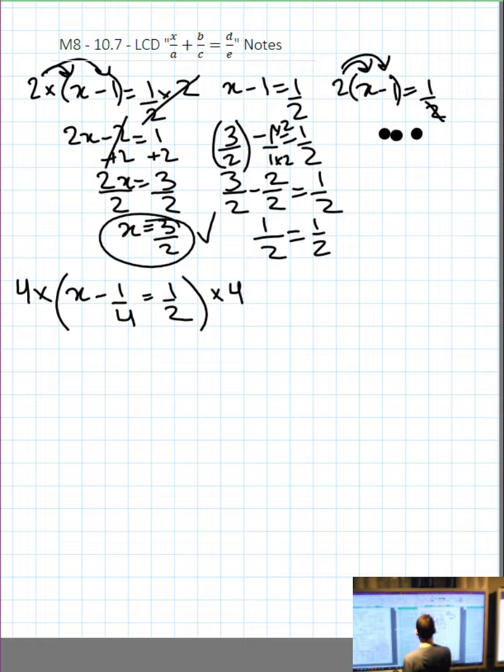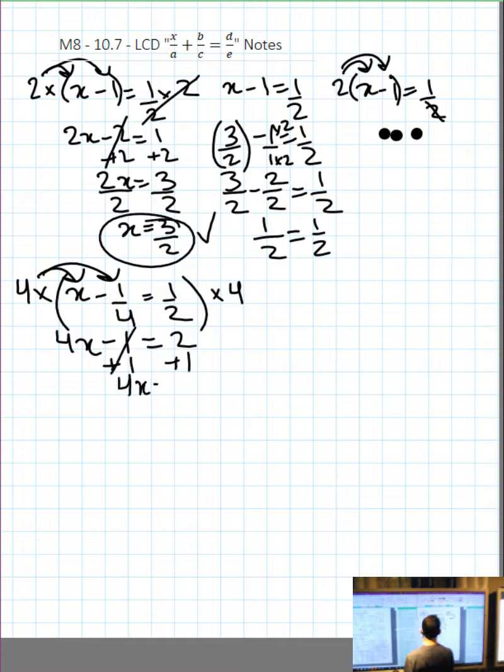On the left-hand side, I'm going to distribute. 4 times x is 4x. 4 times negative 1/4 is negative 1. On the right-hand side, 1/2 times 4 is 2. Then I'm going to add 1 to both sides. Negative 1 plus 1 is 0. Cross it off. 4x equals 2 plus 1 is 3. Divide both sides by 4. x equals 3 over 4.